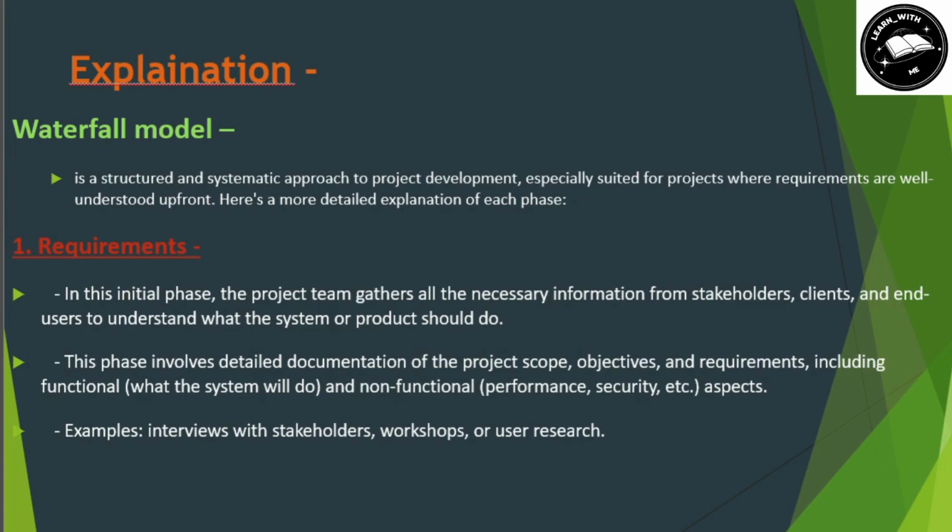First one is requirement. In this initial phase, the project team gathers all the necessary information from stakeholders, clients, and end users to understand what the system or product should do. This phase involves detailed documentation of the project scope, objectives, and requirements, including functional, meaning what the system will do, and non-functional, meaning performance, security, etc. For example, interviews with stakeholders, workshops, or user research.